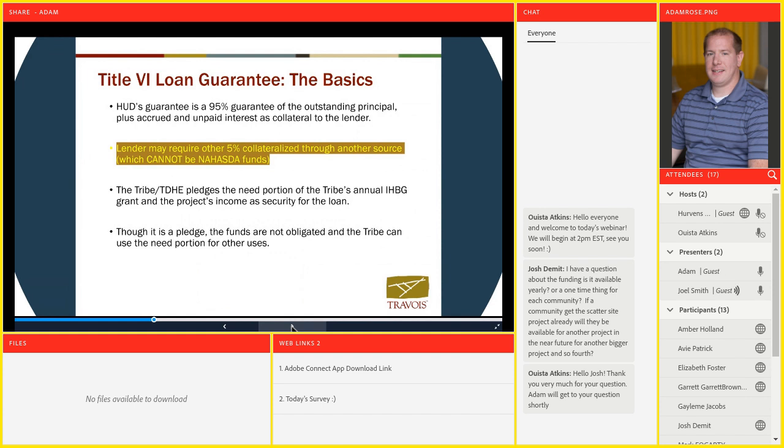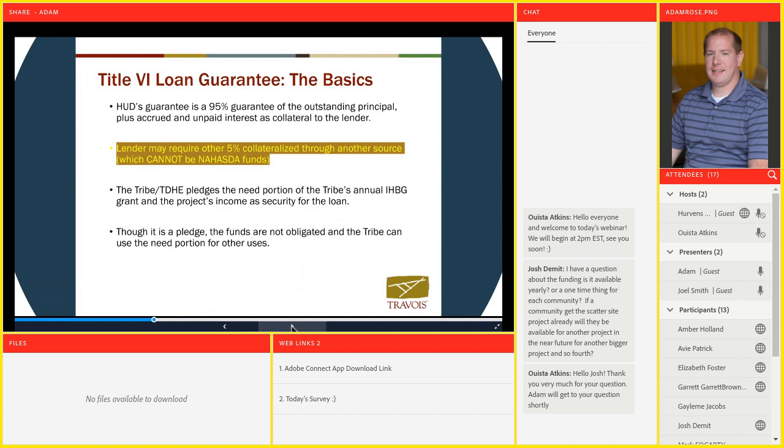Yeah, banks have historically sometimes asked for some additional collateral, like cash, to backstop the remaining portion that the government doesn't. Native American Bank doesn't do that. So it's effectively unsecured from our perspective, and the backstop comes via HUD and the fact that they can direct the need-based IHBG pledge to service the loan.